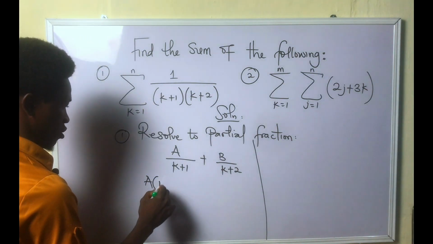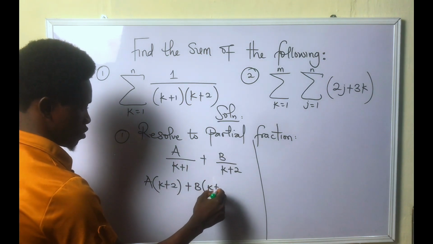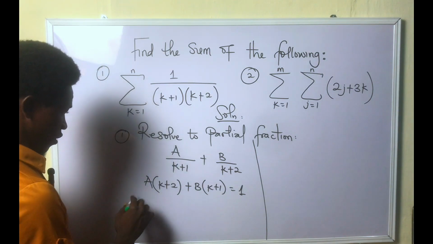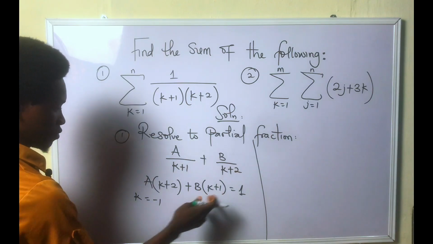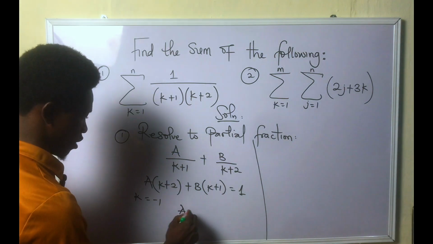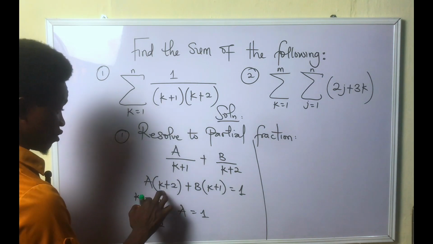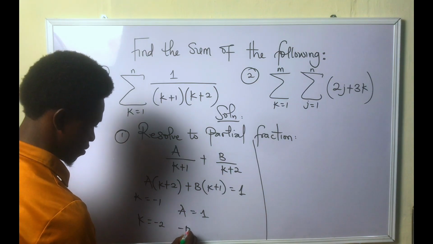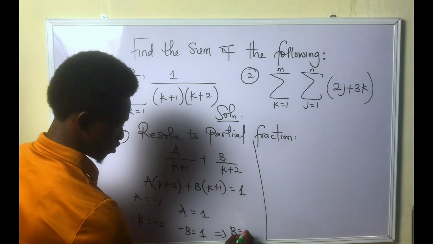So a into k plus 2 plus b into k plus 1 equals 1. Is that okay? If k is minus 1, then the b term is out. Minus 1 plus 2 is 1, 1 times a, so a equals 1. And if k equals minus 2, the a term is 0. So minus 2 plus 1, that's minus b, equals 1, which implies b equals minus 1.